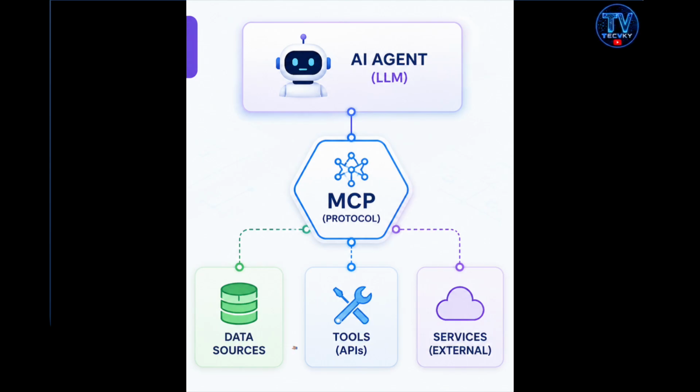Okay. On the left, you can see the data sources. These could be SQL databases, vector databases, document repositories, or internal knowledge bases. In the middle, we have tools and APIs. These allow the AI to perform actions like running code, sending emails, querying APIs, or creating tickets. And on the right are external services. These could include GitHub, Jira, Slack, Google Drive, AWS services, or any third-party platform.